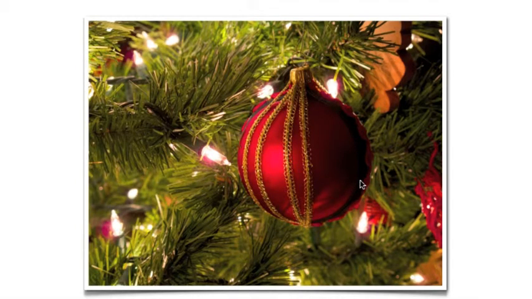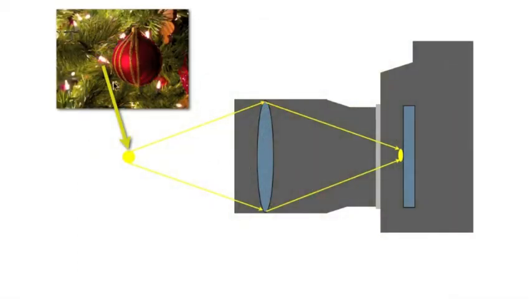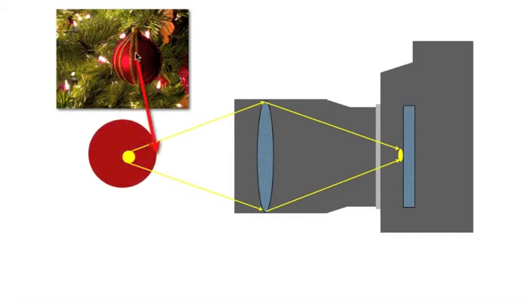Let's look at another Christmas tree picture. Here, the tiny light and the big red ornament are both apparently in focus. Here's the Christmas tree light, and here is the ornament.